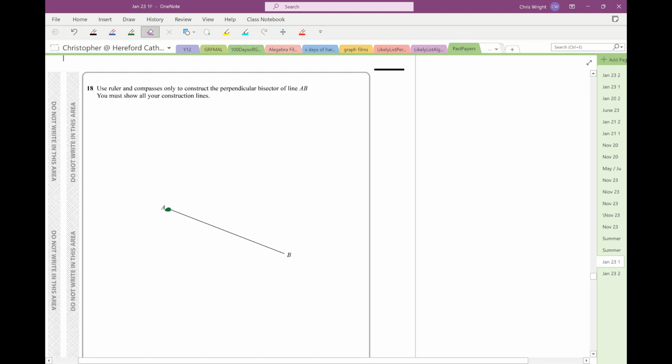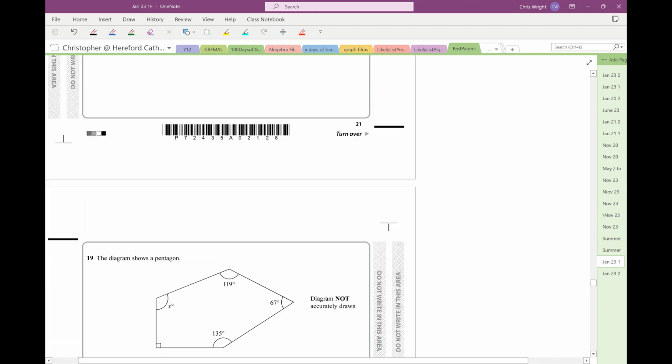Open your compass. Now, do not change your compass length. Sharp bit in A, arc, arc. Do not change your compass. Pointy bit in B, arc, arc. And then, if you join these up with a ruler, you will have a line. Mine's not very good. You'll have a line that crosses at right angles there and is halfway between. That was number 18.